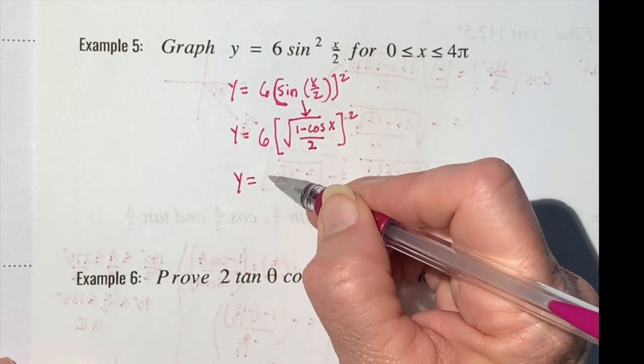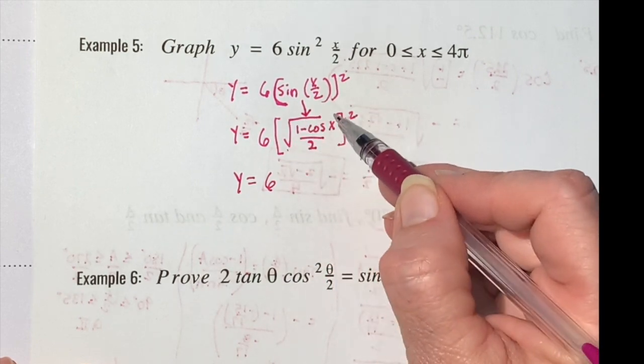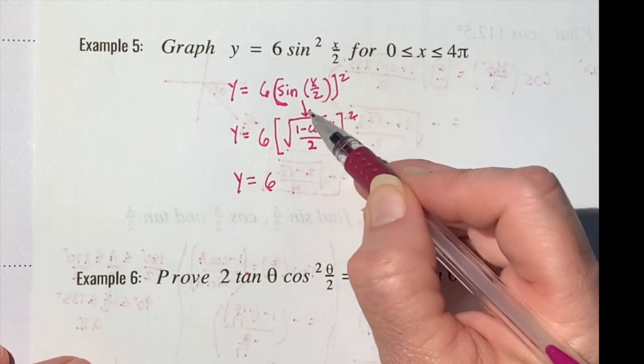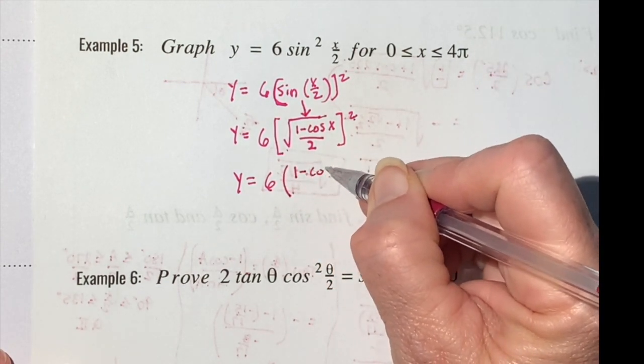When you square a square root, those are inverse operations. Square basically undoes square root, and we end up with this.